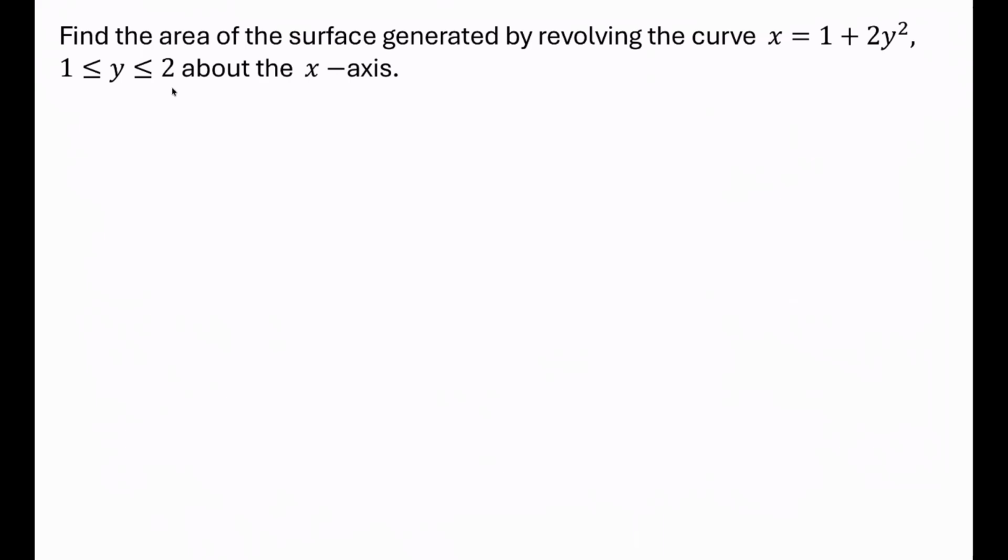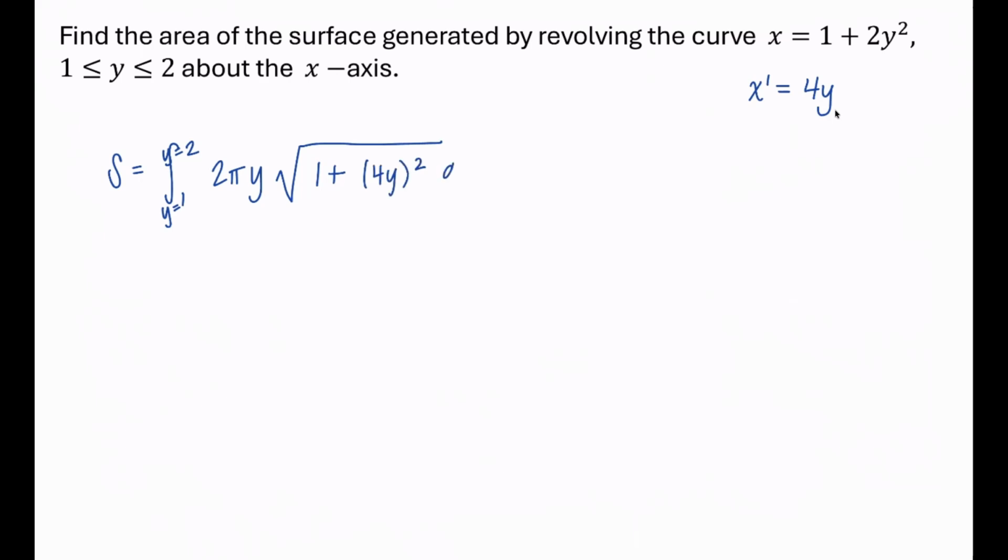So we're going to start by taking the derivative. x prime is just 4y. And now the surface area is going to be the integral from y equals 1 to y equals 2 of 2 pi, just the variable y. So remember, these are y values. These are y equals 1 and y equals 2. So we do want to put just the variable y here. And then we're going to have the square root of 1 plus the derivative, which is a function of y, squared. So quantity 4y squared dy.